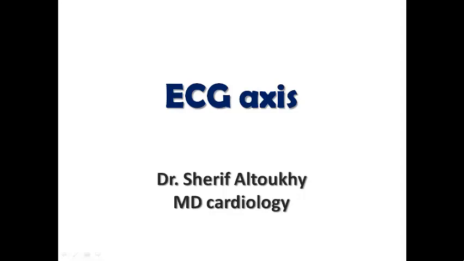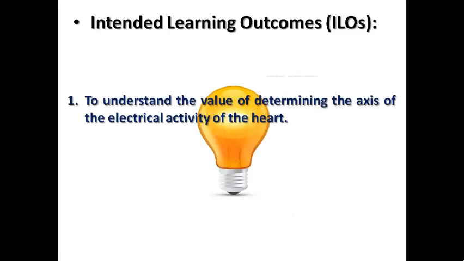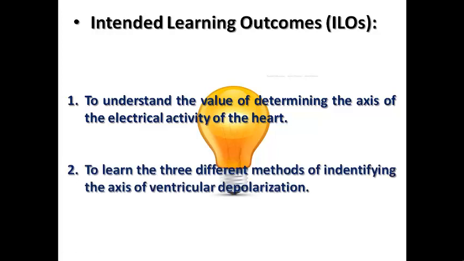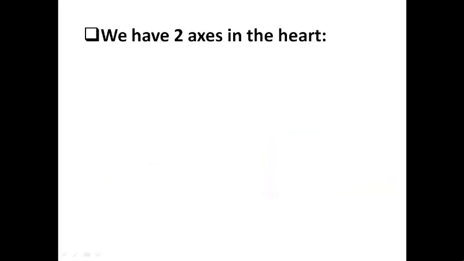We are going to speak today about the ECG axis because, as we discussed before, we are going to dedicate a separate lecture to the ECG axis because I know it is one of the difficult points in understanding the ECG. Our ILOs today are to understand the value of determining the axis of the electrical activity of the heart and to learn the three different methods of identifying the axis of ventricular depolarization.